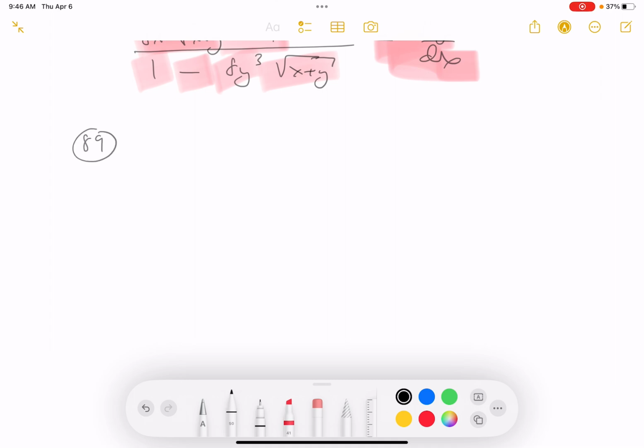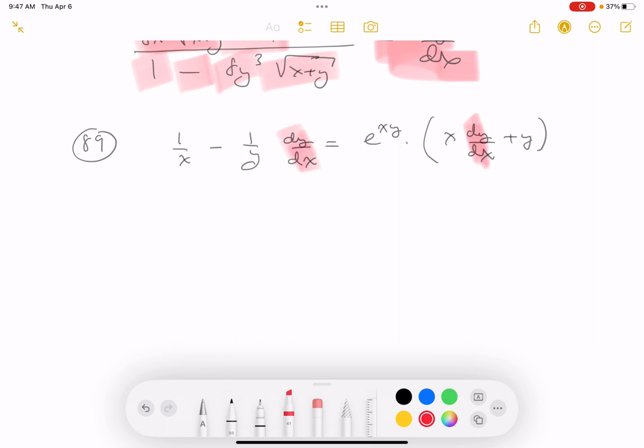What's 89? Let's write down 1 over x minus 1 over y. And then I see this dy dx thing again. Equals e to the xy, times x dy dx plus y. And we're solving for dy dx. And I see it in two different places.